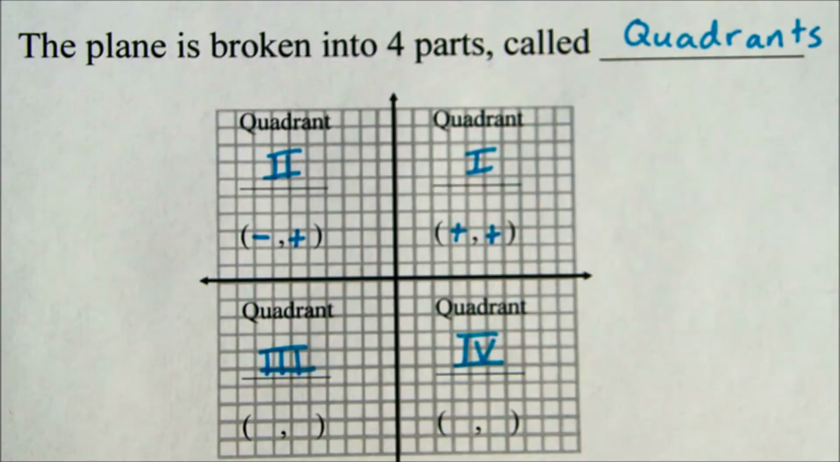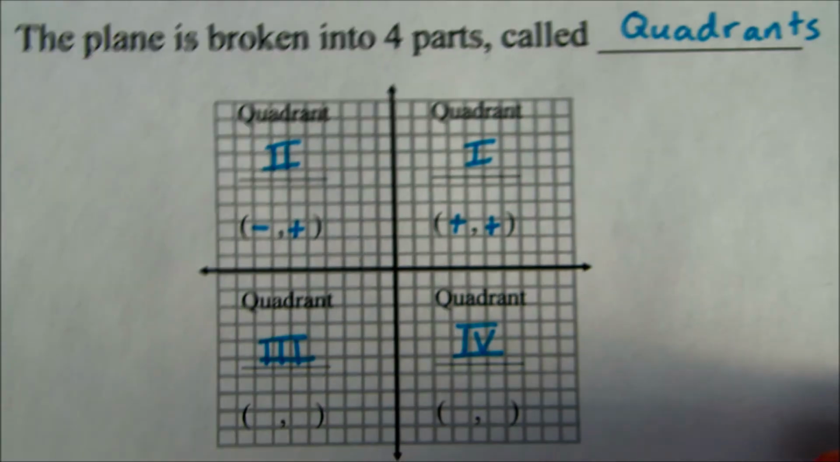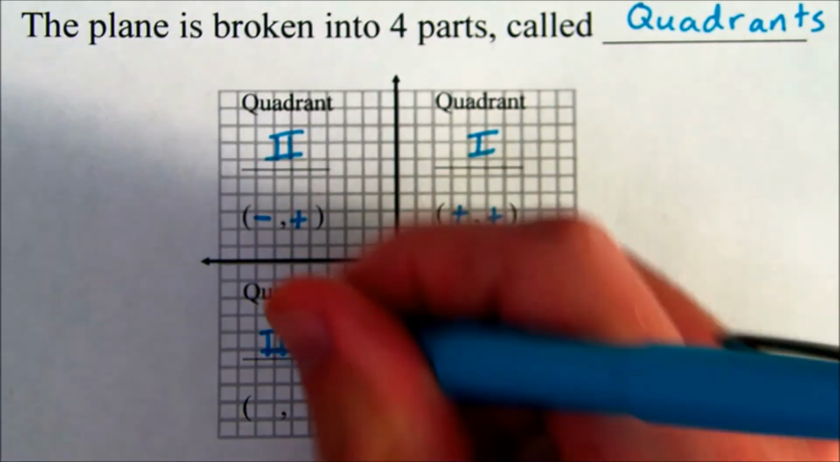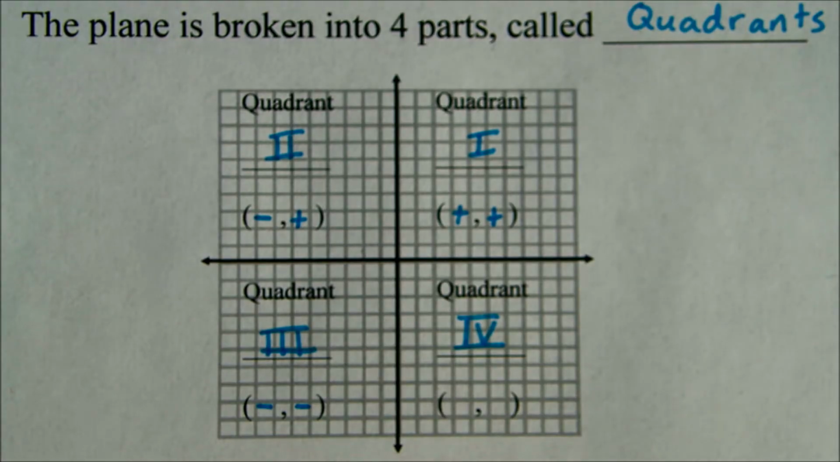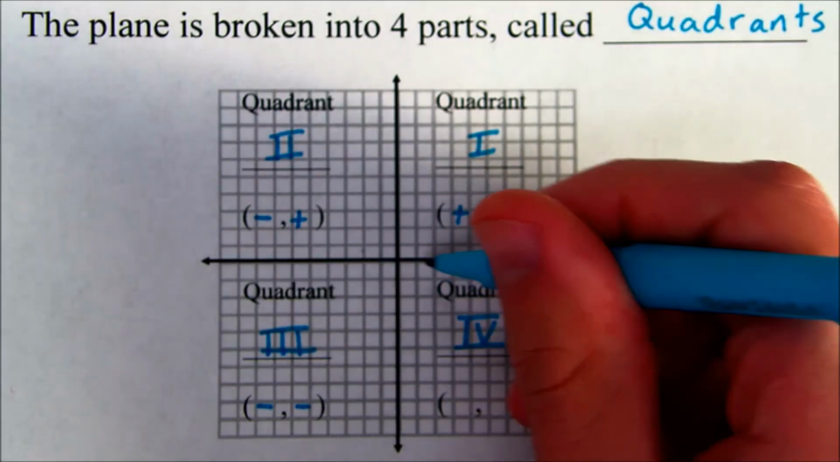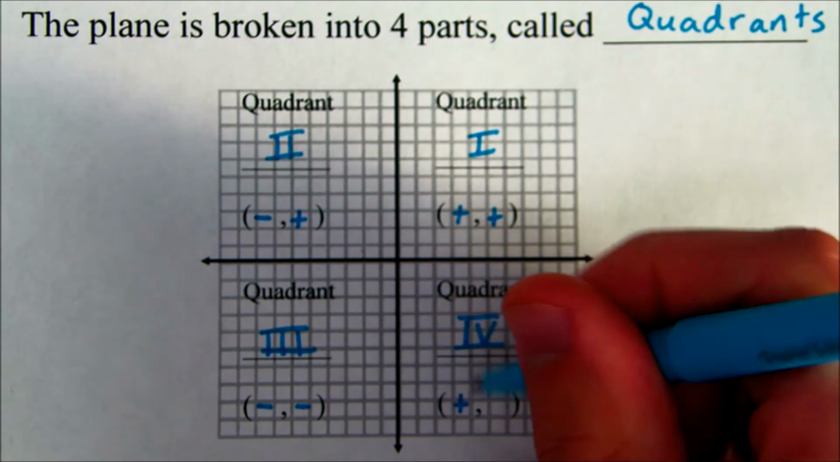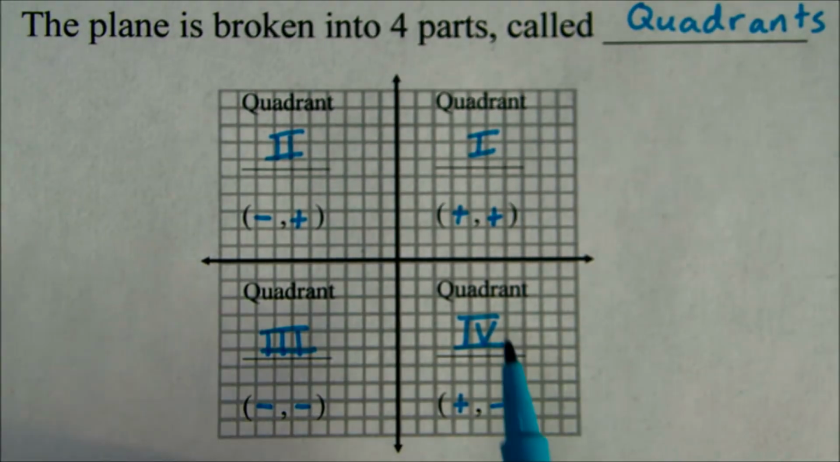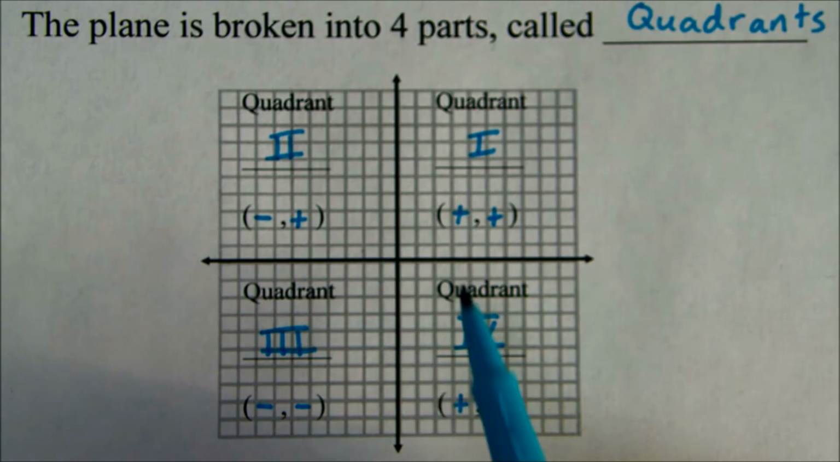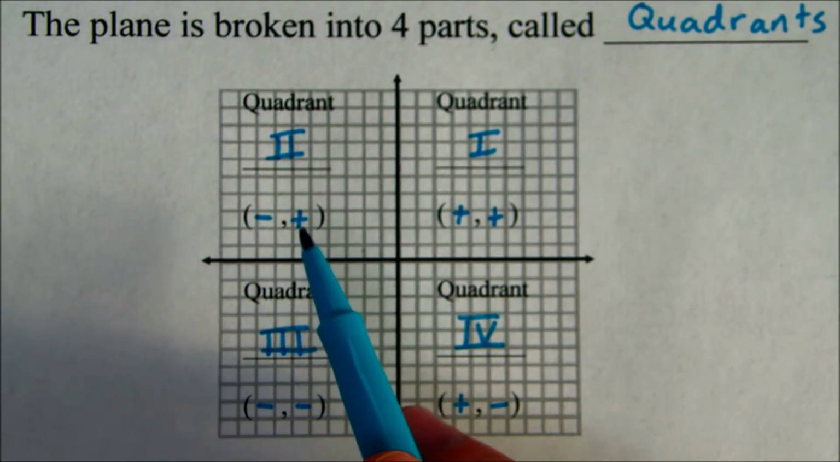For quadrant 3, I need to go left, negative x, down, negative y. Quadrant 4, same thing. I need to go right, so that's a positive x, and then I need to go down, which gives us a negative y. So this is a nice sign chart to help us know if I'm going to be in the second quadrant, my x needs to be negative, my y needs to be positive.